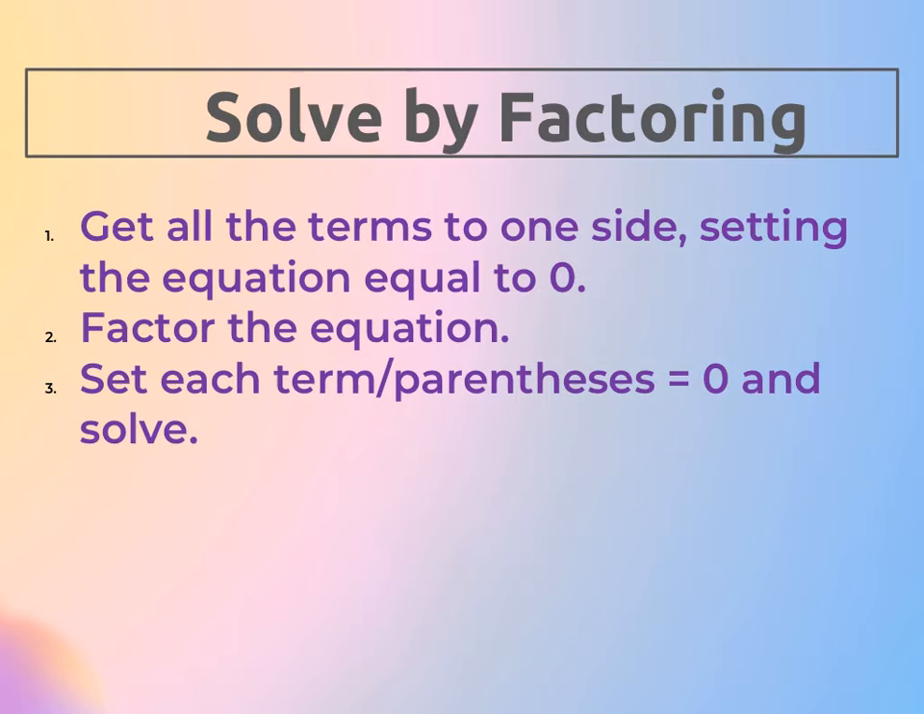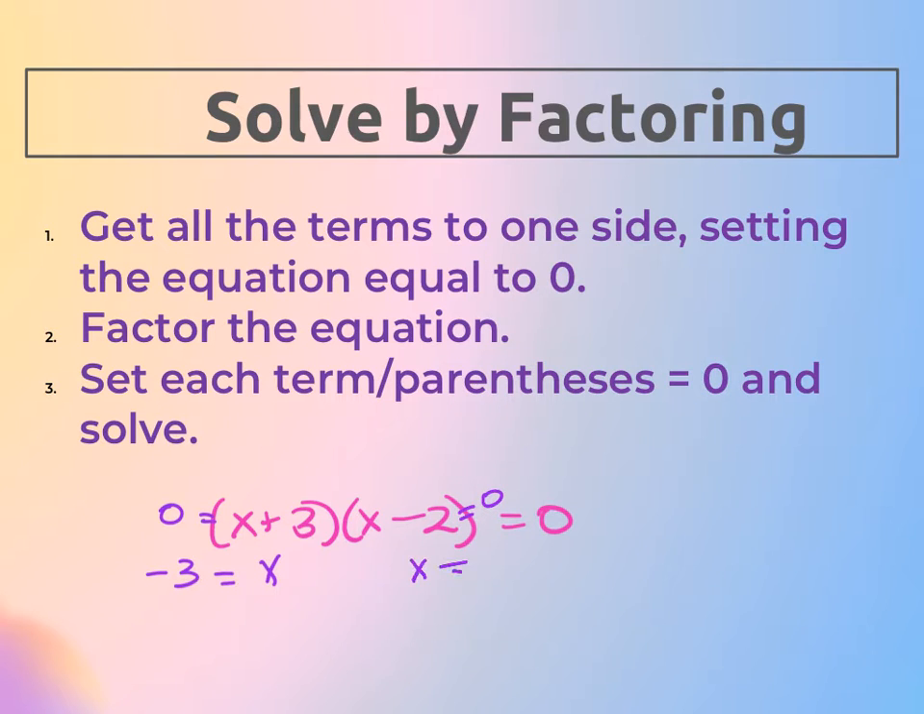We're going to get all the terms to one side, setting the equation equal to 0. It has to be equal to 0 or the rest of this method can't work. We're going to factor the equation that's now on our left side, and then we're going to set each term or parentheses equal to 0 and solve it. So let's say we already factored the left side. We moved everything to one side. We factored it, and we have something like this, equals 0. So we just split and solve this. We would say not only does the x minus 2 equal 0, but the x plus 3 also equals 0. And I would get x equals -3 and x equals +2.